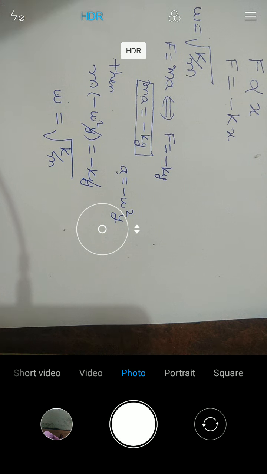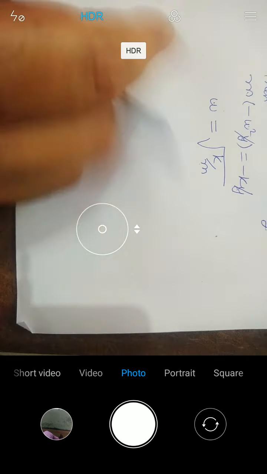This is the relation in case of SHM of a particle: omega is equal to root of k by m, where k is the force constant, omega is the angular velocity, and m is the mass of the particle that is executing SHM.